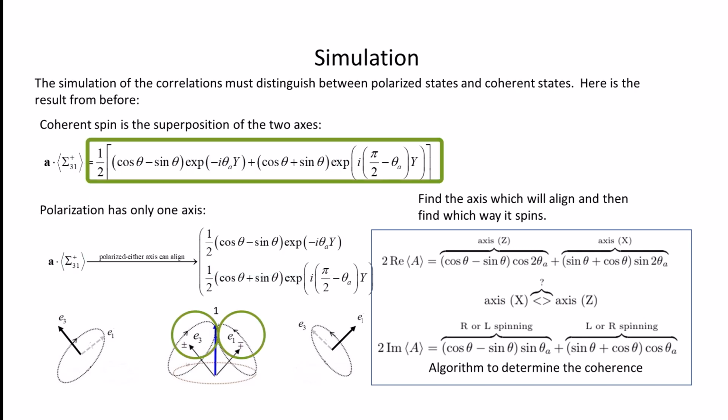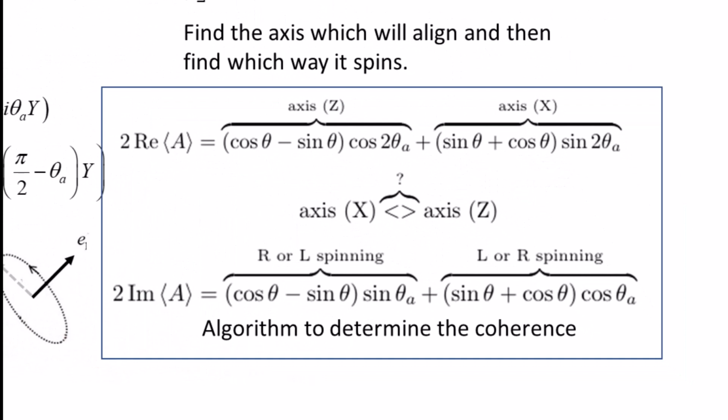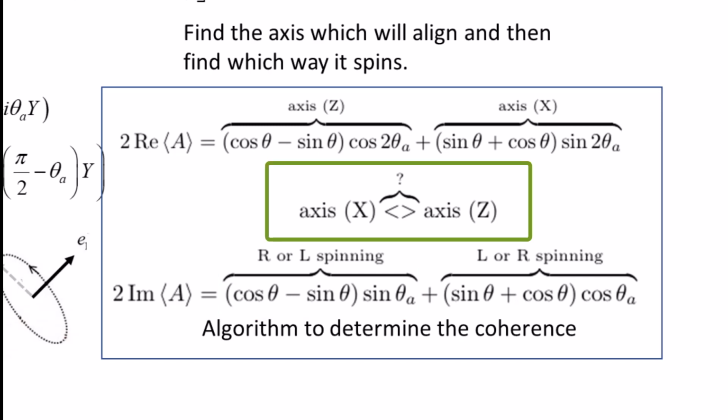Since these two axes spin oppositely, they have opposite spin, so it is important to know which axis lines up when the resonant spin decouples. The algorithm for the simulation is to distinguish between polarization and coherence, which means dealing with the alignment of either one axis for polarization or deciding between the two axes for coherence.